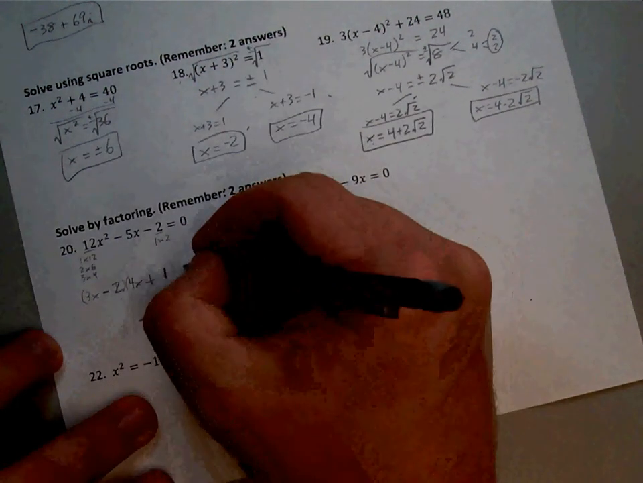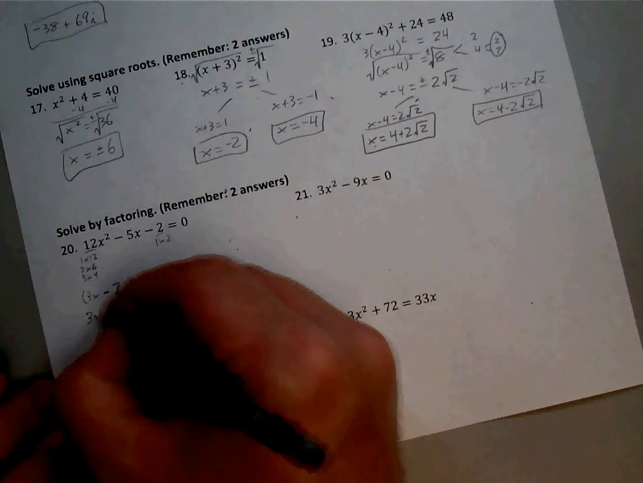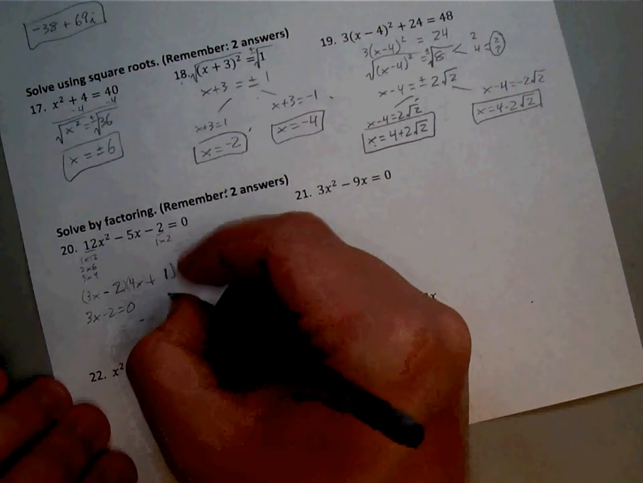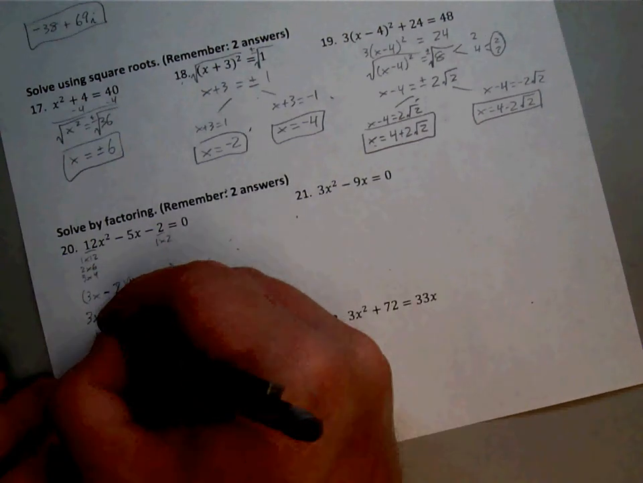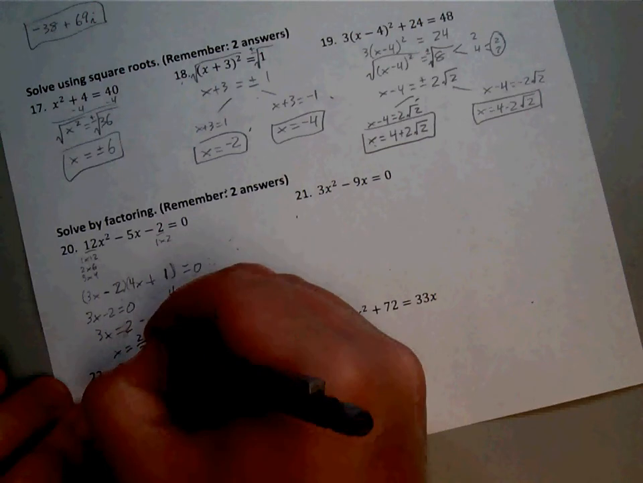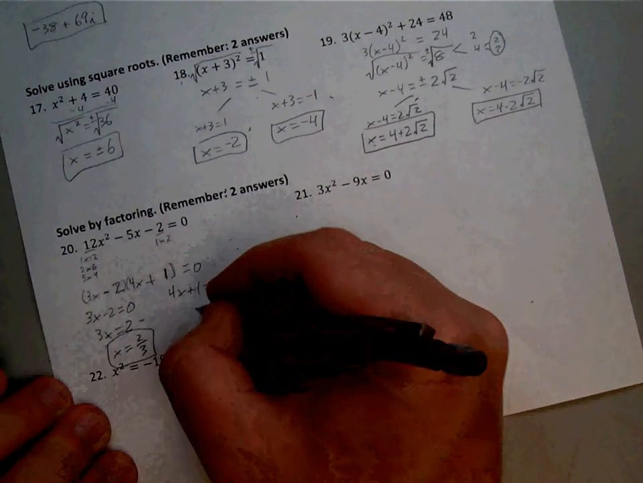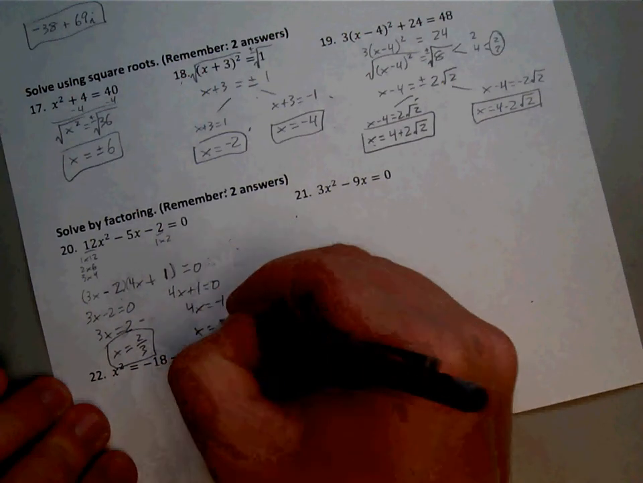It is an equation set equal to 0. And so now we set each factor equal to 0. So set 3x minus 2 equal to 0, and 4x plus 1 equal to 0. Add 2. Divide by 3. 2/3 is one of our answers. The other one, subtract the 1. Divide by 4.